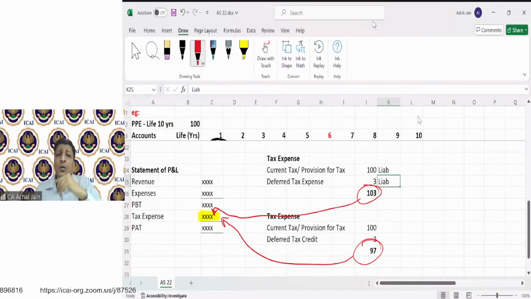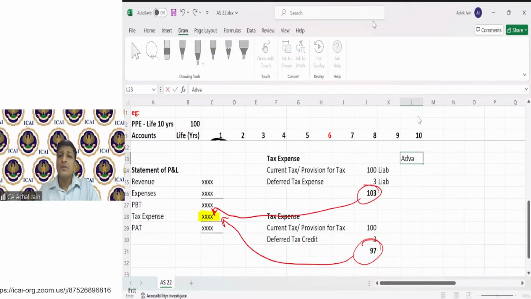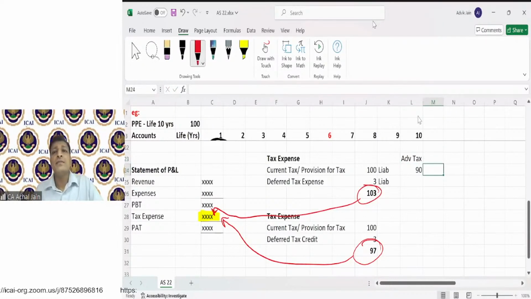Now, this 3 we understand will be paid in future years. But this 100 will be paid very soon, or maybe some part of this may have already been paid by the company. So whenever you pay this, you will release a part of it. Or at times, the company may have also paid a part of it in the form of advance tax. So let's suppose an advance tax amounting to rupees 90 has been paid.